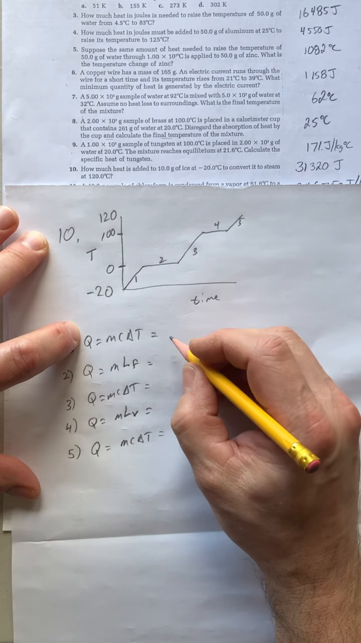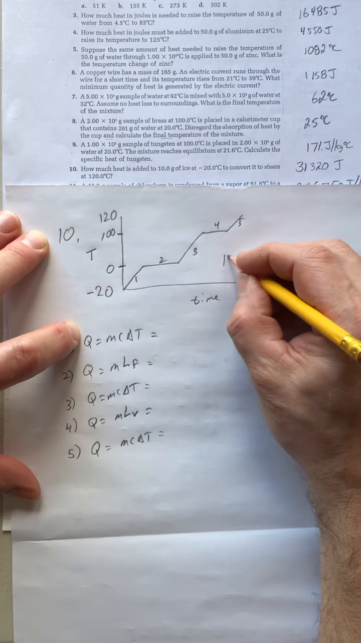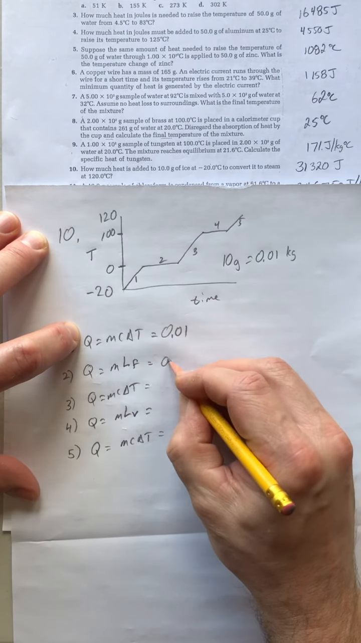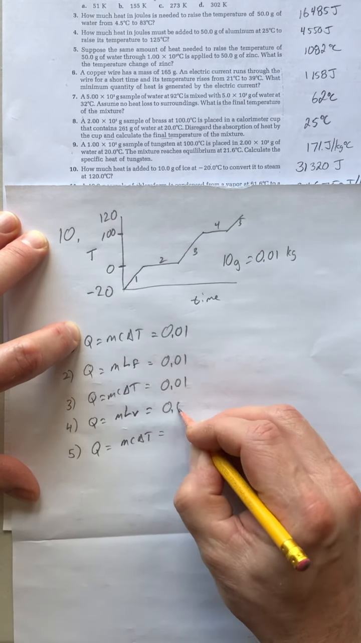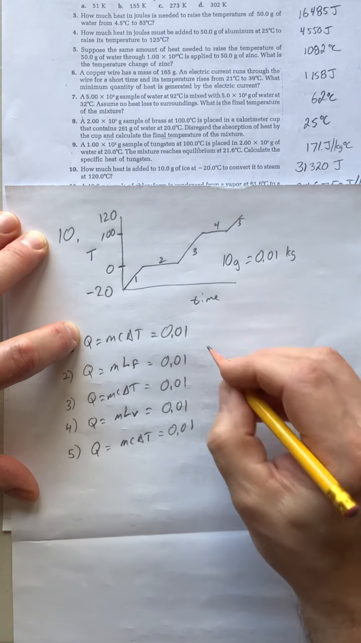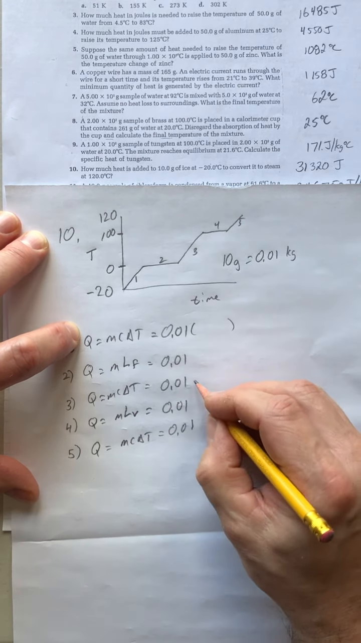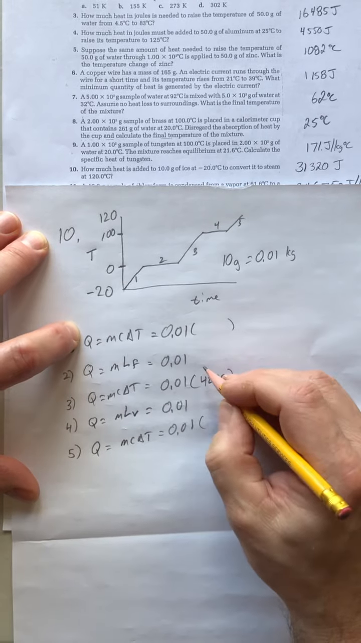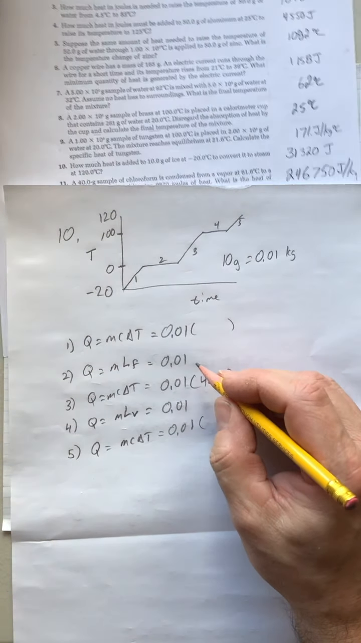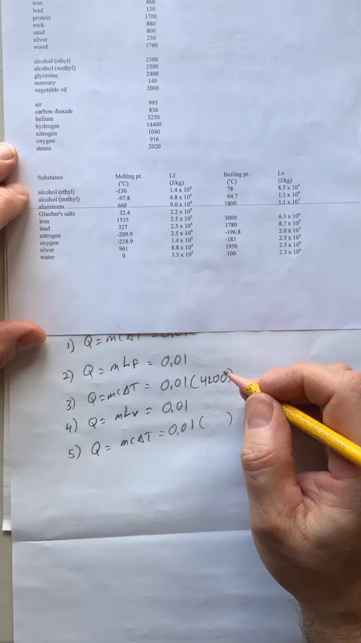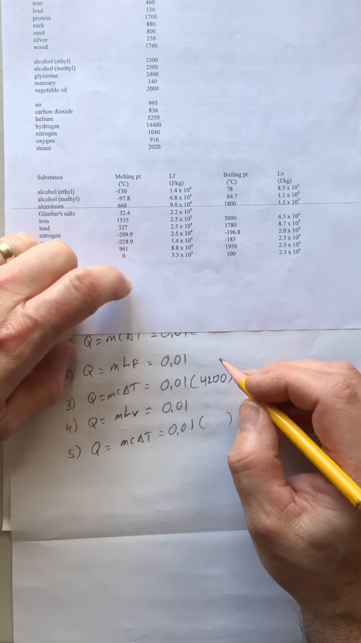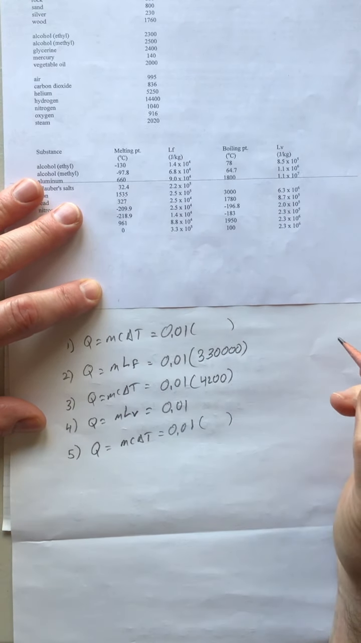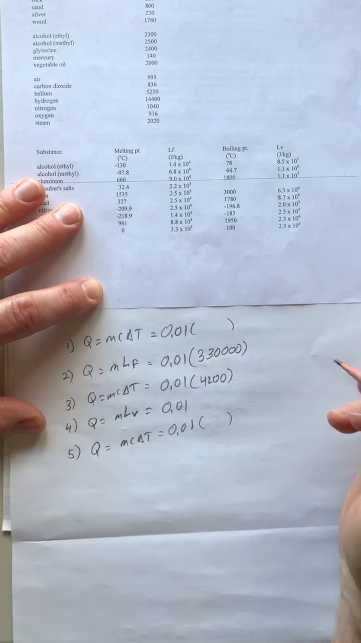So we go right in with the mass. The masses are all 10 grams. Might as well write them in now so I don't forget. And the c value for water we know is 4,200. For the other ones, we've got to look up all these numbers. So let's look them up right away. Latent heat of fusion for water, right at the bottom, is 3.3 times 10 to the 5. That's 330,000 joules of energy to melt 1 kilogram. But we only have 10 grams.